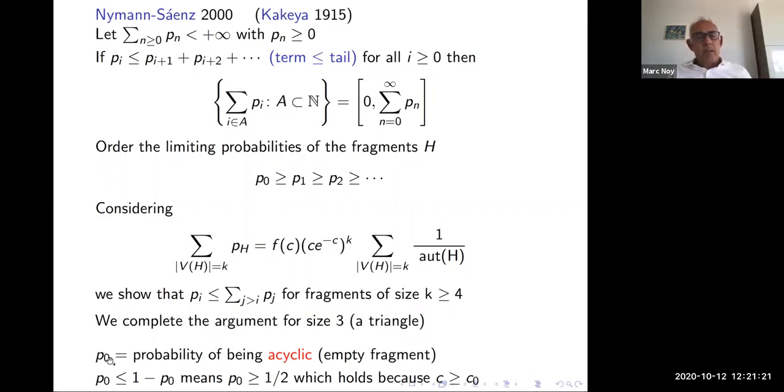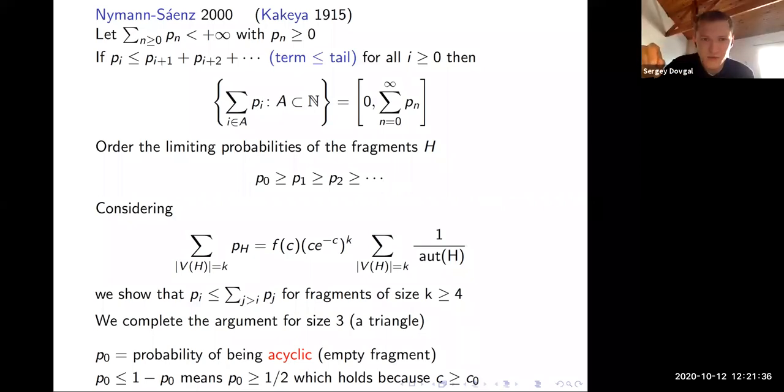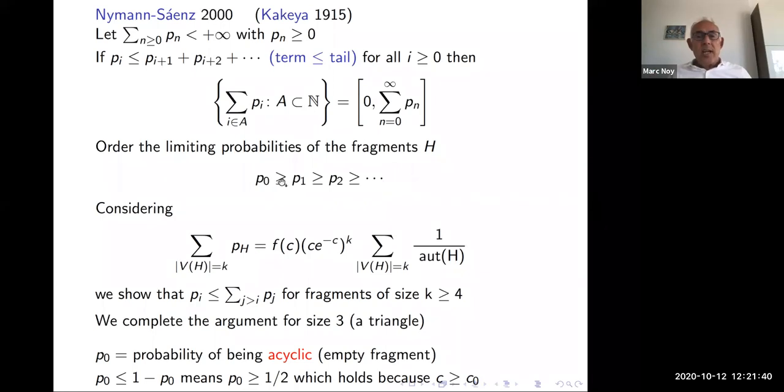And as I said before, P0 is the probability. Can you remind me what the Pk is? Oh, the Pk are the limiting probabilities of the fragments ordered in decreasing order. But what does the index stand for? The index just stands for this: the largest probability, which always is going to be the probability of being acyclic, and then maybe the probability that the fragment is a triangle, all the possible fragments, each of them has a given probability. So what we do is just order them in decreasing order, whatever it is. But here, this is not a Pk. This is the sum of all Pi when the number of vertices in the fragment is k. Is that clear now? Okay, good.